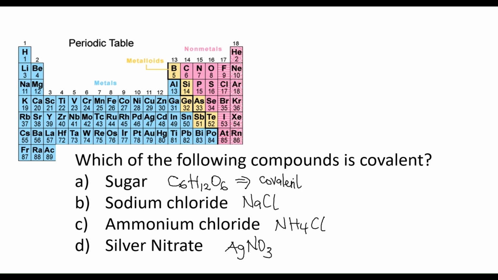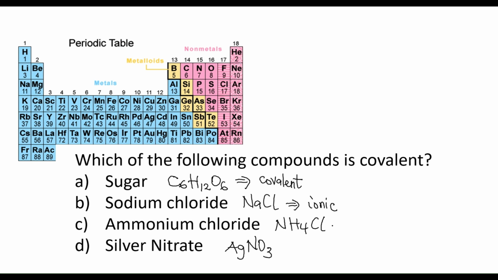Let's look at the rest. Sodium chloride: sodium is Na, and the metal is here, and chlorine is coming from here, the non-metal. So there's a metal and a non-metal, so definitely this one is going to be an ionic or electrovalent substance.